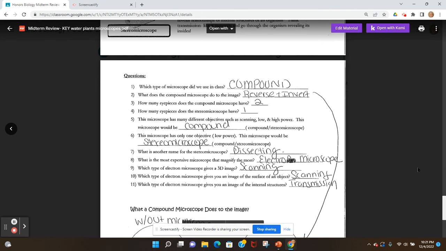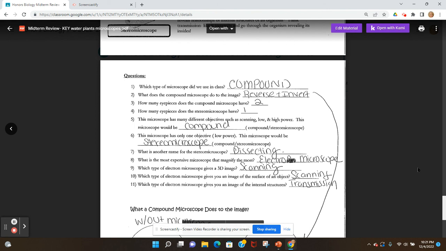Which type of microscope did we use in class? A compound. What does the compound microscope do to the image? It reverses and inverts it. How many eyepieces does the compound microscope have? 2. How many eyepieces does the stereo microscope have? 1. This microscope has many different objectives, such as scanning, low, and high power. This microscope would be compound.